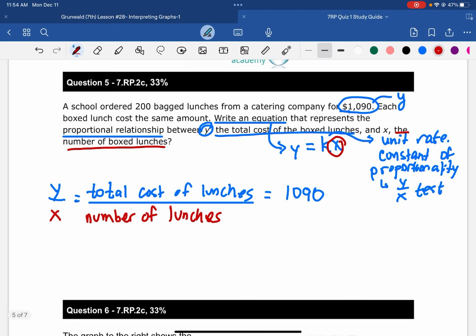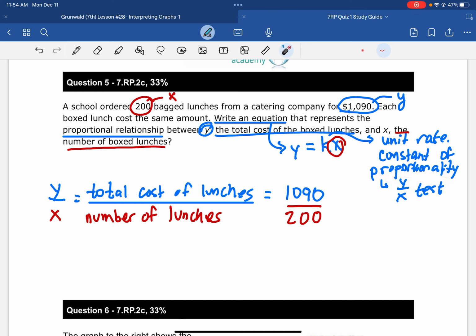But 1,090 divided by, well, did they give us the number of lunches that were bought for $1,090? They sure did. They told us it was 200 of them. So 200 is the number of bagged lunches, which is our x. So we're going to divide 1,090 divided by 200. And that will give us the cost of lunches for every one lunch. And that, again, is our unit rate, which is our constant of proportionality. I know it's annoying because there's a lot of ways to say the same thing.